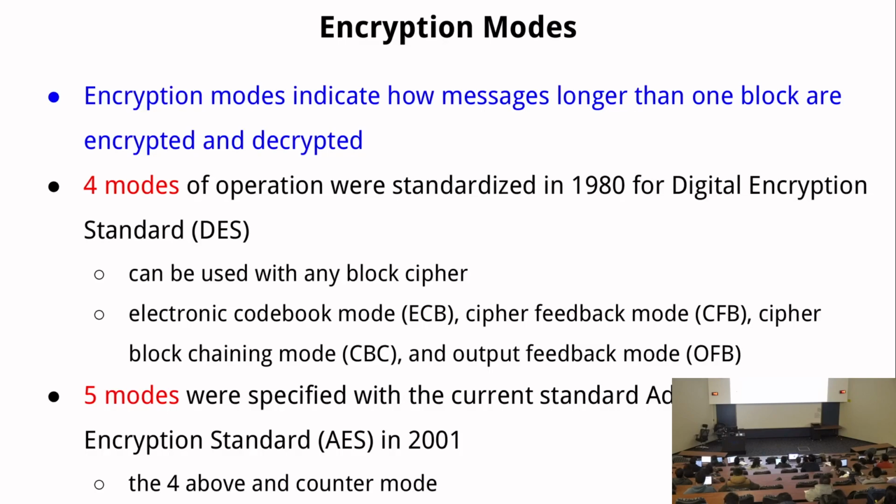In the original DES algorithm, there were only 4 modes. In AES, which we're using right now, we have 5 modes. We have the 4 originally designed for DES and a new one called counter mode. The counter mode, or a variant of it, is the one we use a lot today, because later you will see the counter mode is super fast. It's faster than all other modes.